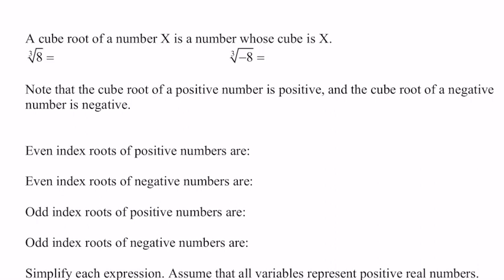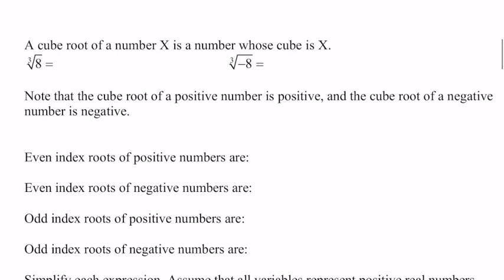The cube root of a number x is a number whose cube is x. So for example, when we have the expression the cube root of 8, we're thinking what number times itself again would result in 8. And the answer is 2, because 2 times 2 times 2 would be 8. And if we calculate the cube root of negative 8, negative 2 times negative 2 times negative 2 is negative 8. So the cube root of negative 8 is negative 2.